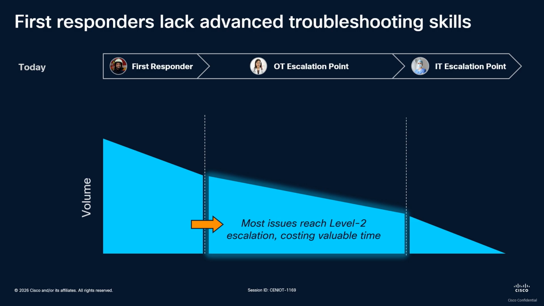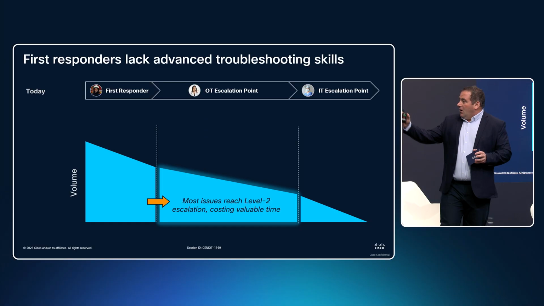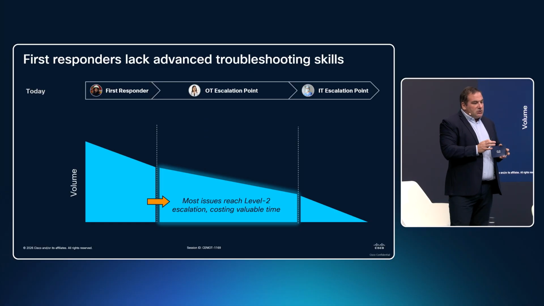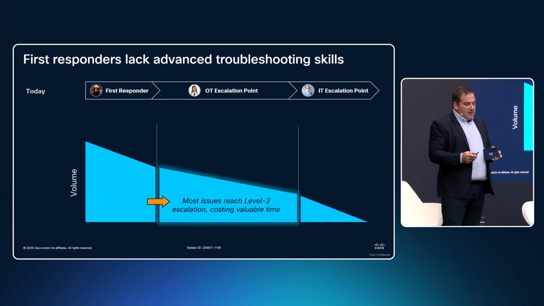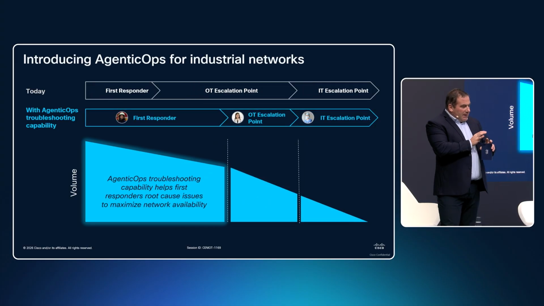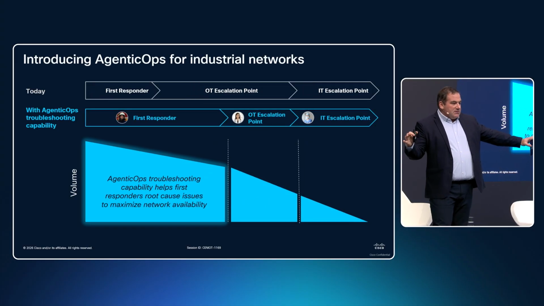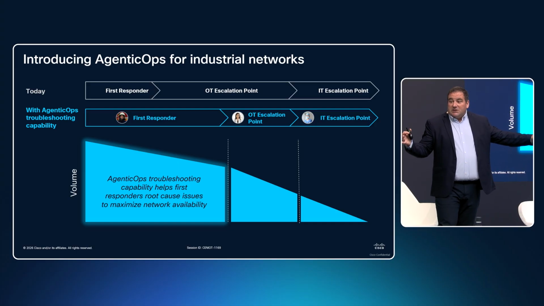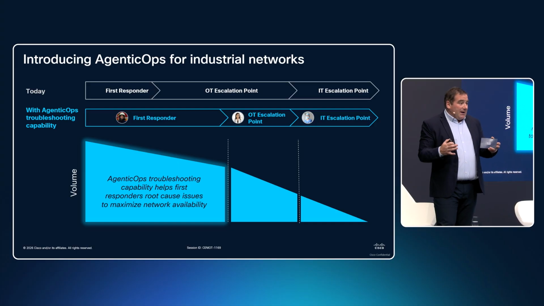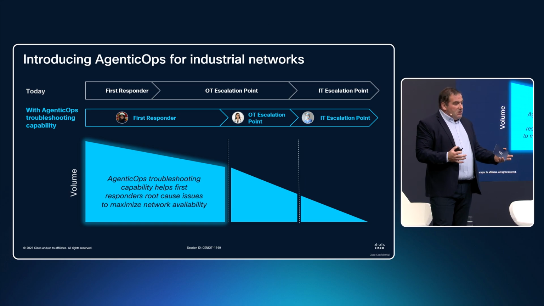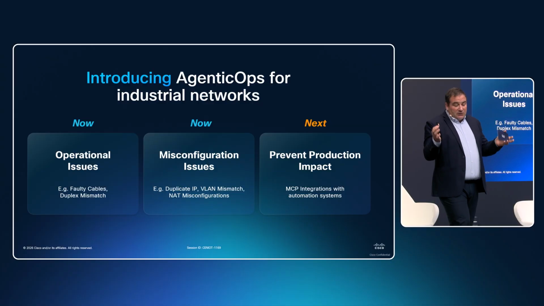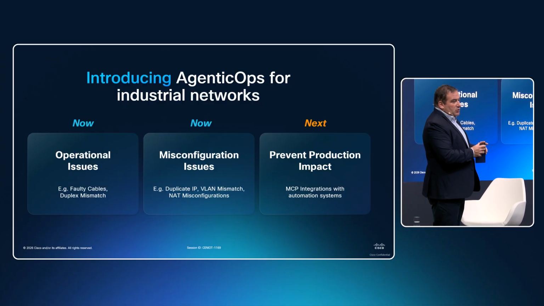So what can we do with AI to give more tools in the toolbox of the fireman, of the OT person, the first responder, so they don't have to go to the next layer? That's really what we are trying to do: increase the amount of things that the first responder can do, give more tools in the toolbox without them needing to be more knowledgeable, so they can get things working faster. So today, we are very happy to launch a new thing called Agentic Ops for Industrial Networks.